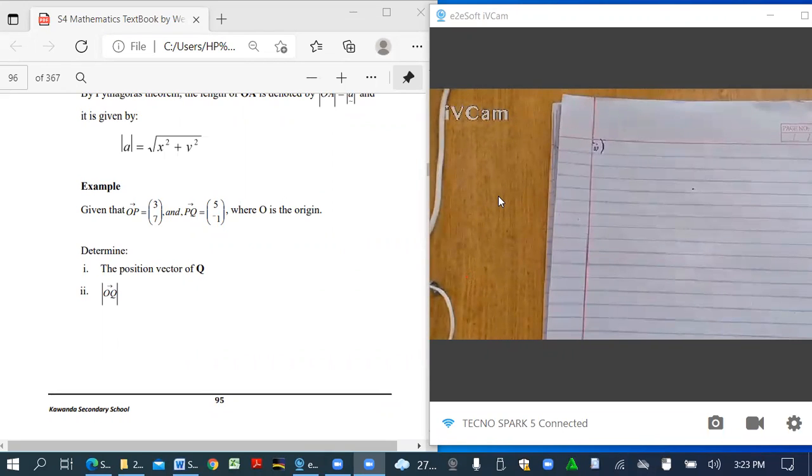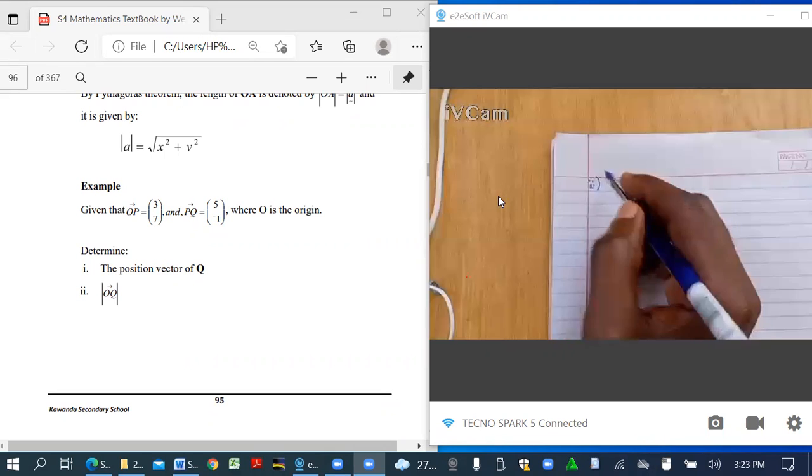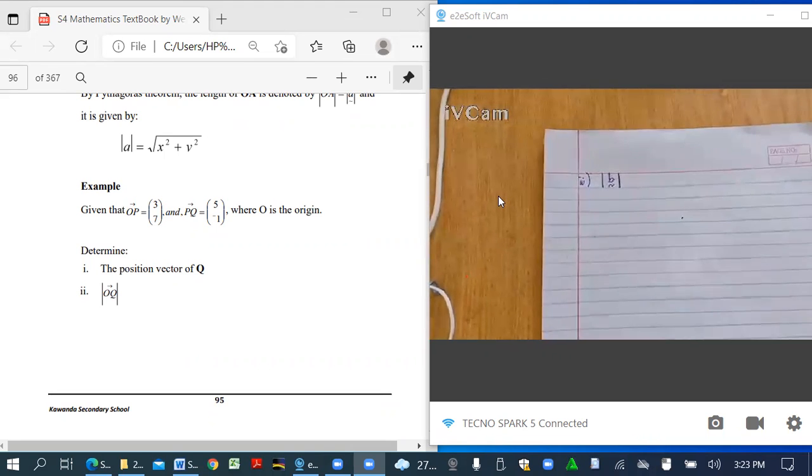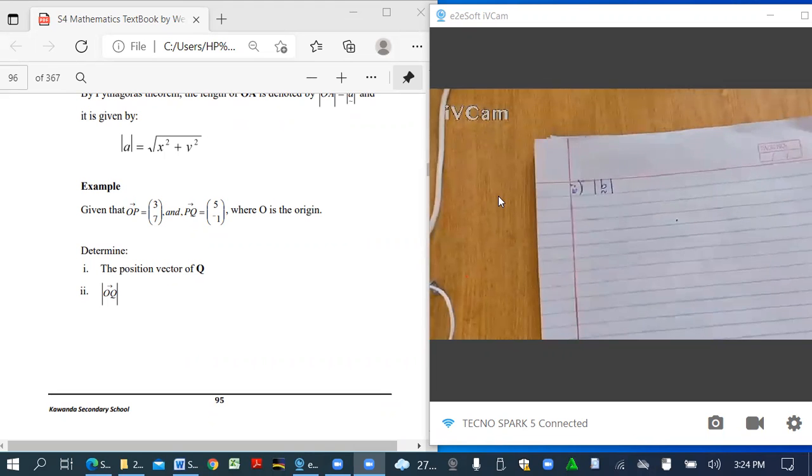Who has finished that one? In Roman 2, they want us to find the magnitude of B, right? That's how you write it. Let me know if everyone is writing this.